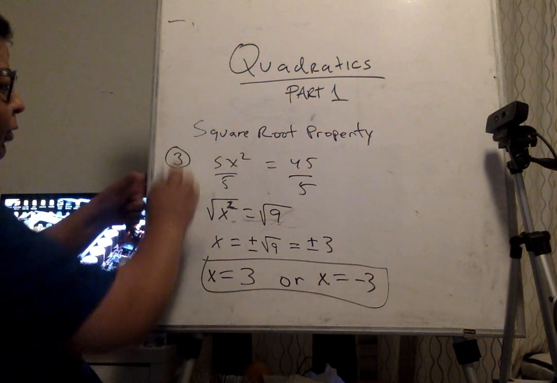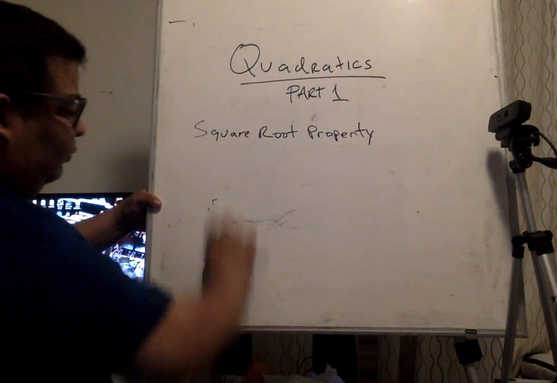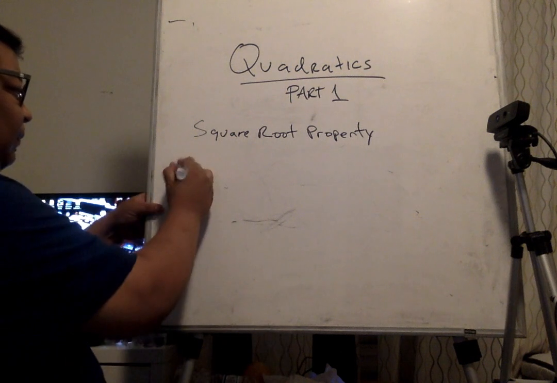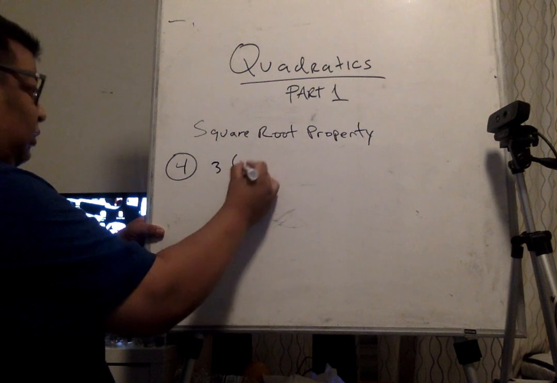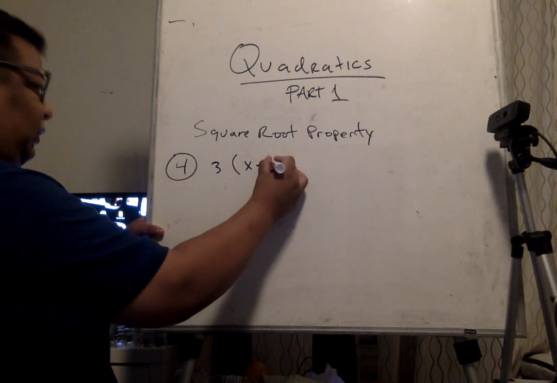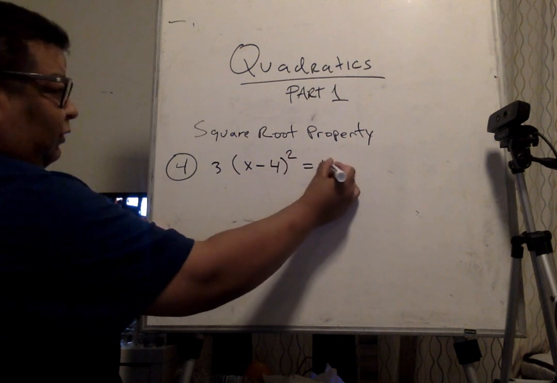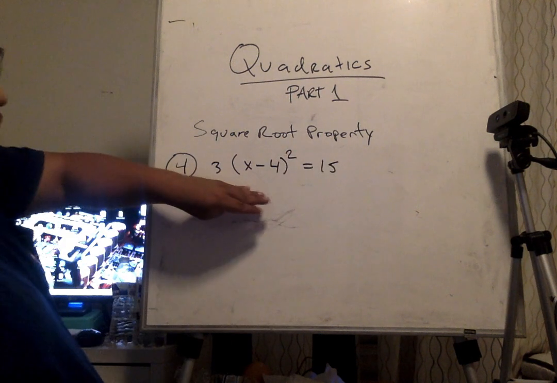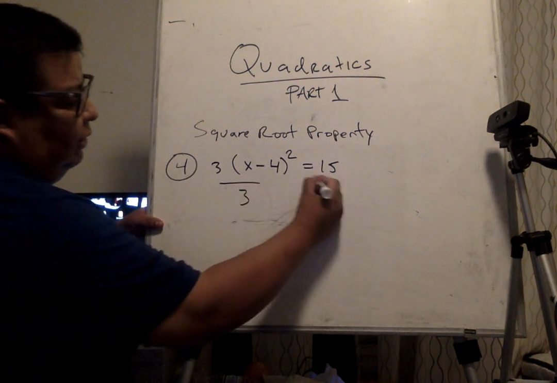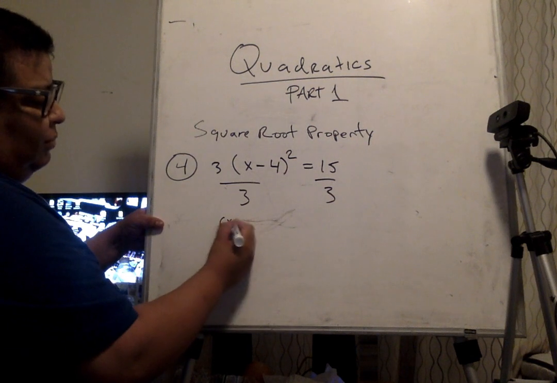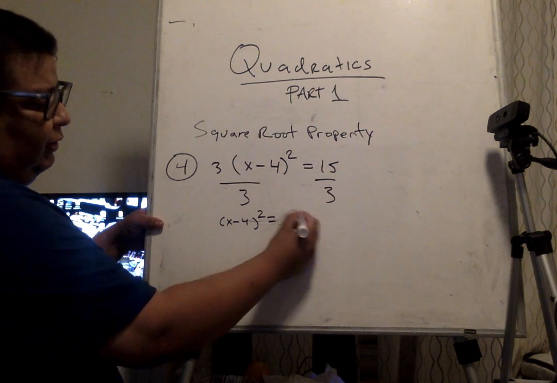Let's look at problem number 4. Problem number 4 is a little more difficult. So we have 3 multiplied times the quantity x minus 4 squared equals 15. Remember, we want to try to get x by itself. So first we can divide by 3. Divide by 3 on both sides. So we have x minus 4 squared equals 15 divided by 3 is 5.